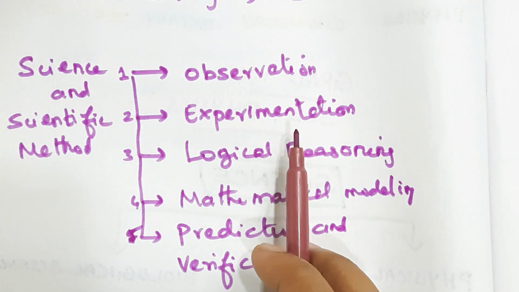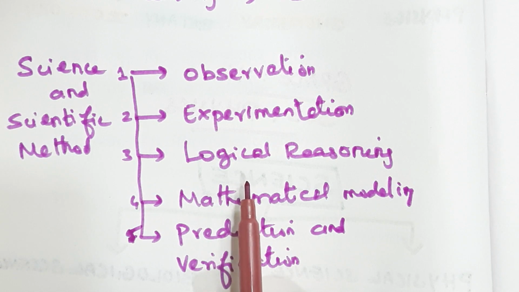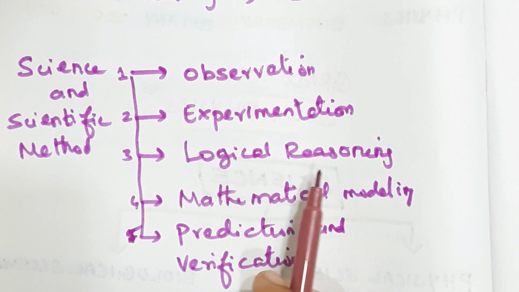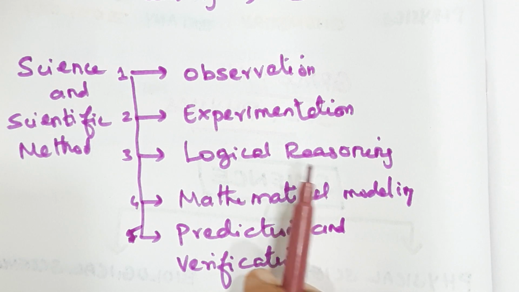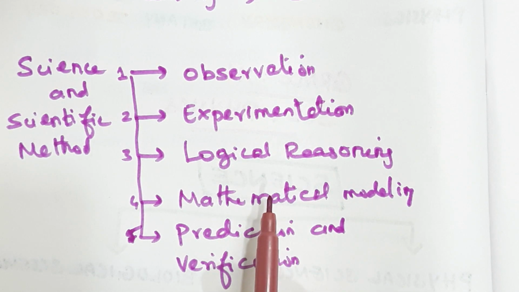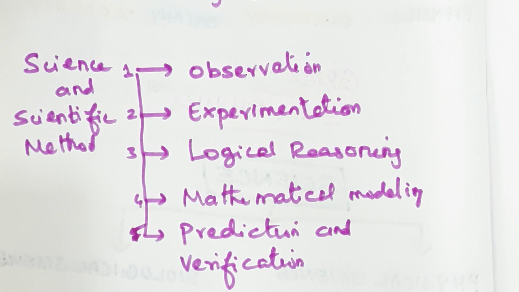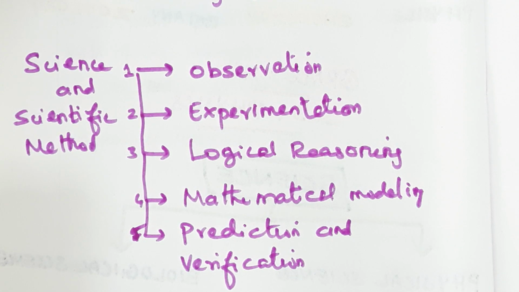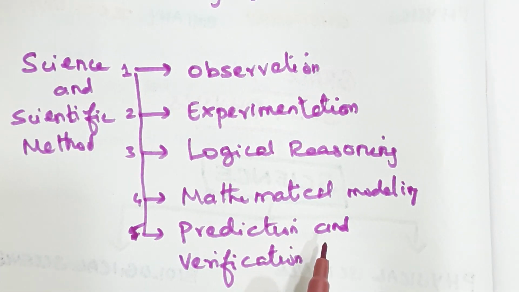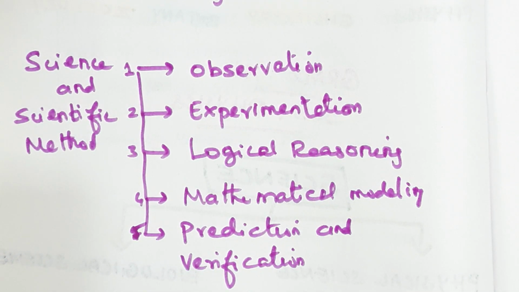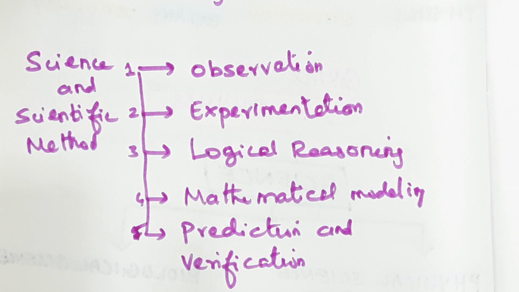After doing the experimentation, we have to analyze with the help of logical reasoning, quantitatively or qualitatively. Okay, with the help of amounts, with the help of various substances, we have to analyze the particular event. So the third step is logical reasoning. And the next step is mathematical modeling. With the help of mathematics, we have to give the formulas. For example, Newton's force formula F equal to ma.